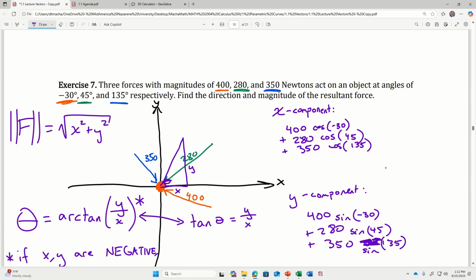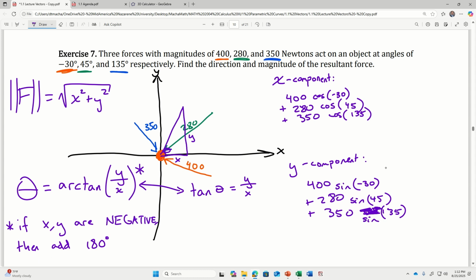So what was the first thing we did? We tried to draw the picture, and this is the best picture I have for you. You can always ask Craig if you want a better free body diagram.